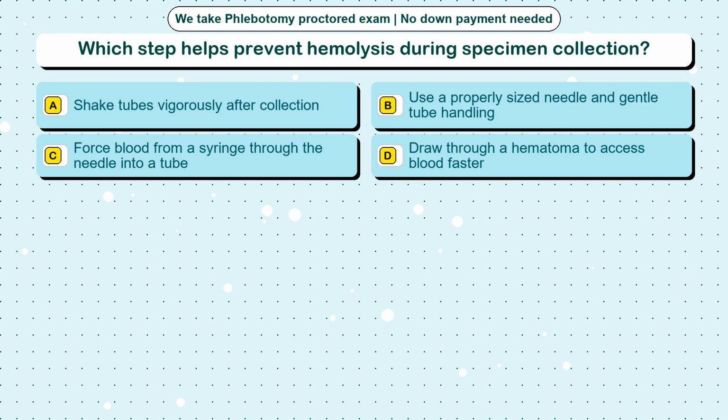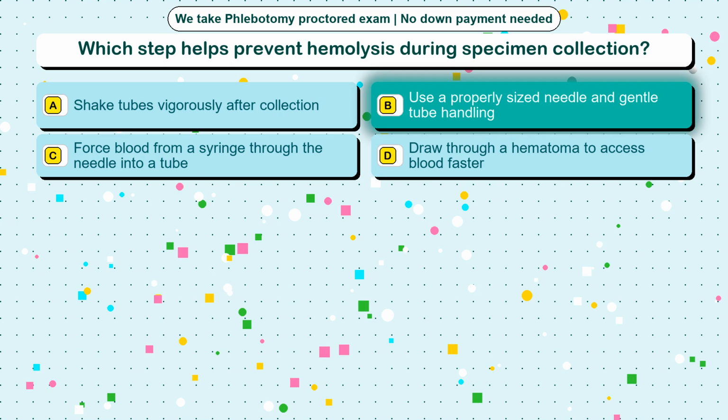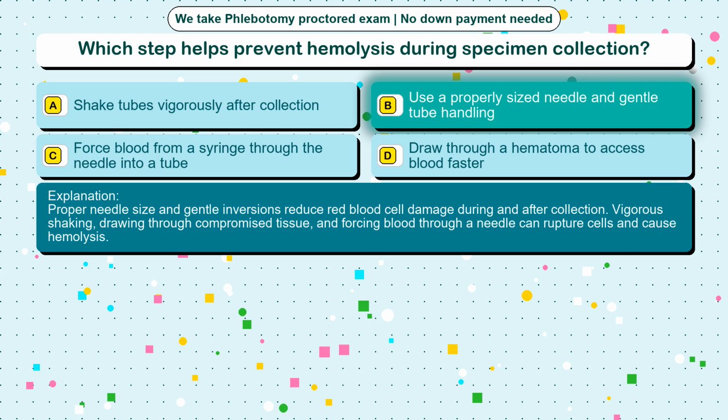Question 87. Which step helps prevent hemolysis during specimen collection? Option A, shake tubes vigorously after collection. Option B, use a properly sized needle and gentle tube handling. Option C, force blood from a syringe through the needle into a tube. Option D, draw through a hematoma to access blood faster. The correct answer is option B. Use a properly sized needle and gentle tube handling. Proper needle size and gentle inversions reduce red blood cell damage during and after collection. Vigorous shaking, drawing through compromised tissue, and forcing blood through a needle can rupture cells and cause hemolysis.